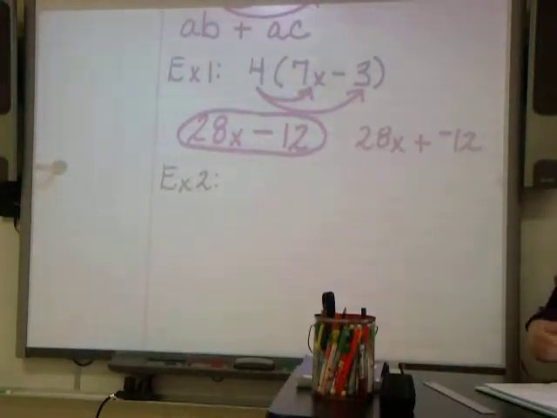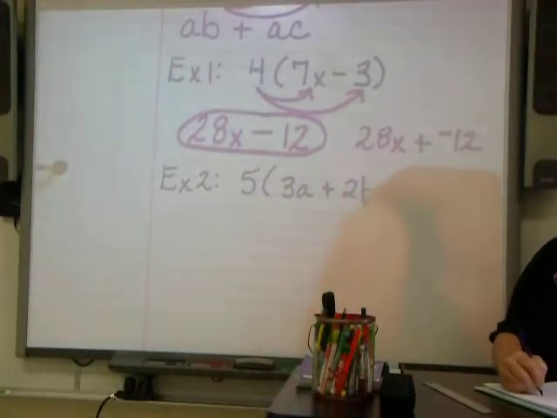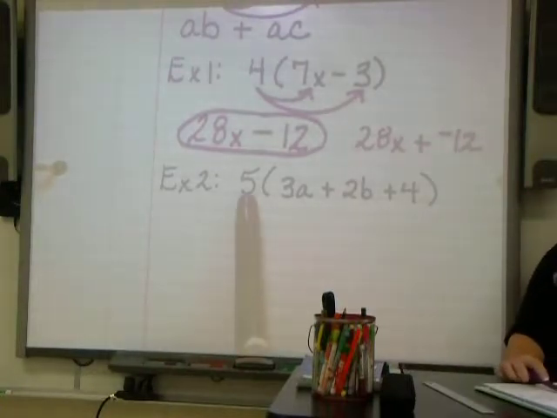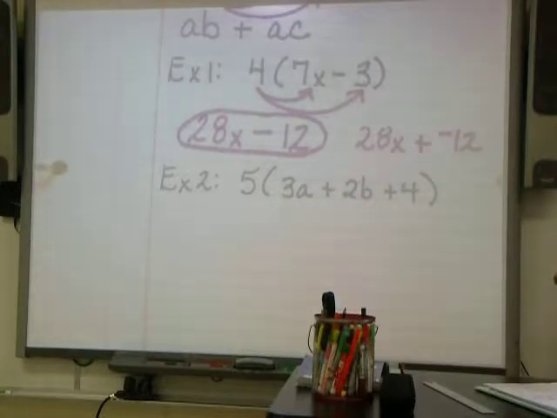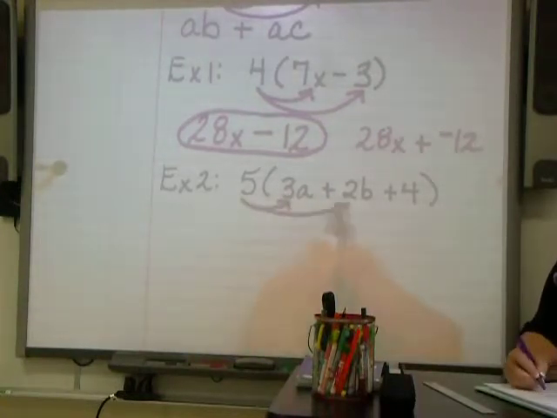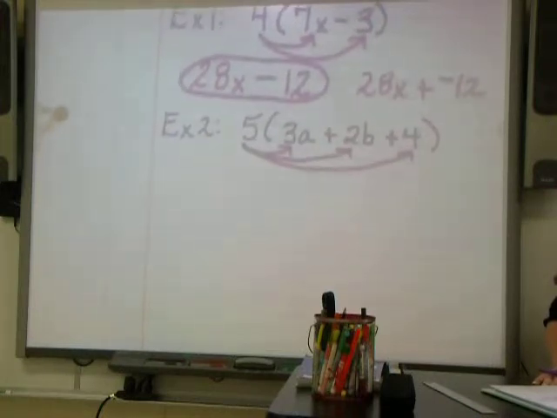Example 2. If I had 5 times 3a plus 2b plus 4, you still should recognize it as a distributive set if I have a number on the outside of a set of parentheses. So I know that I have to give the 5 to the 3a, I have to give the 5 to the 2b, and I have to give the 5 to the 4. I have to distribute the 5.